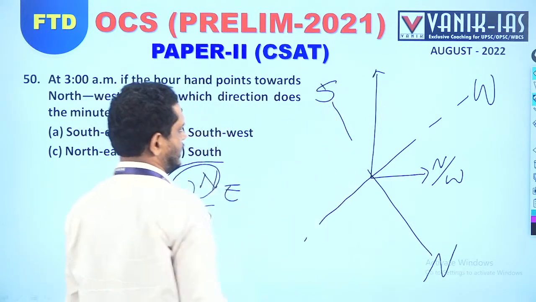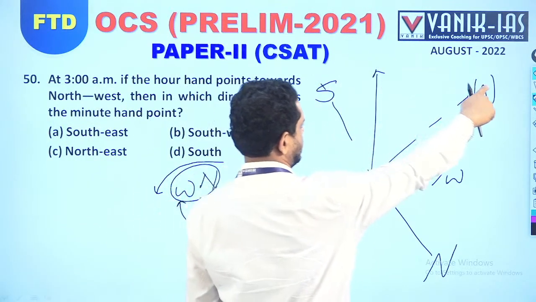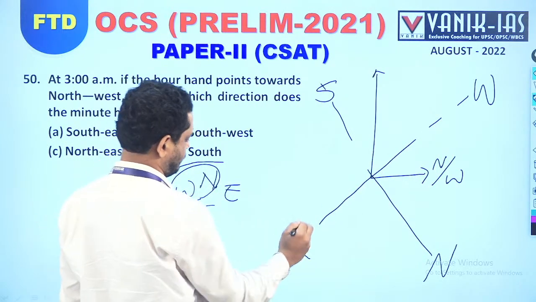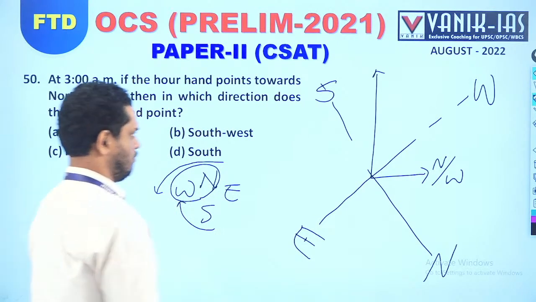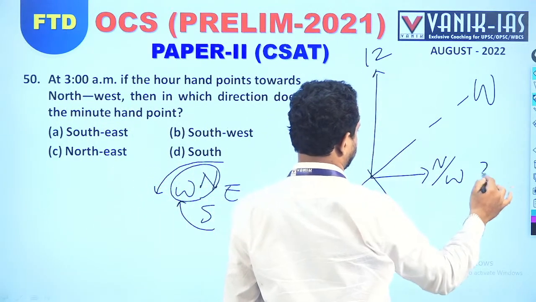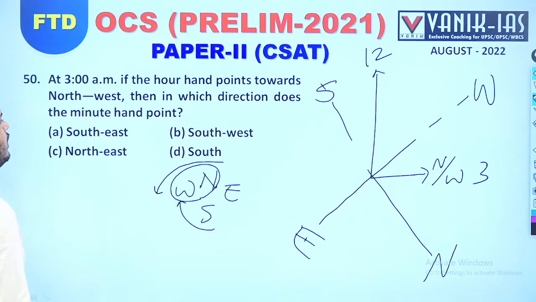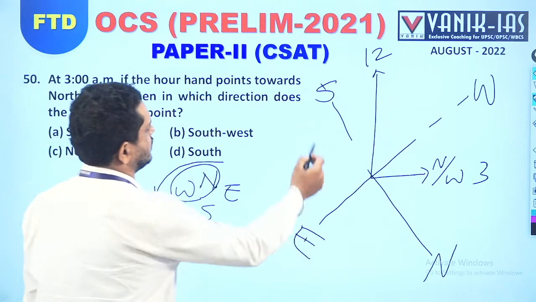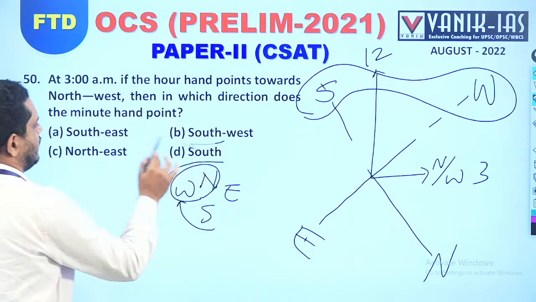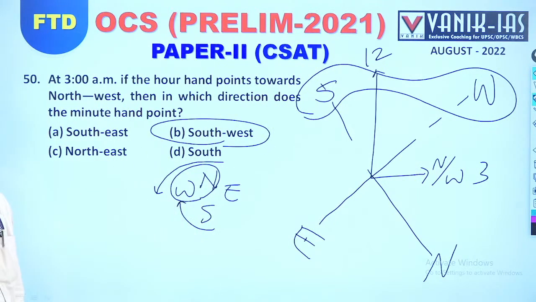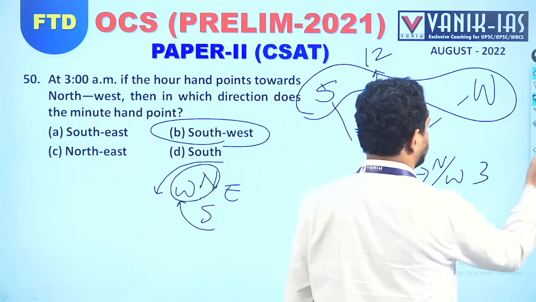ये south हो जाएगा, ठीक है? From south clockwise is west. West opposite is east. Now the question is what? The time is given 12 and this is 3. Of course this is 3 o'clock. The minute hand points in southwest direction. So easy, this is southwest is here, and correct answer option of question number 50 is option number B. Right? We'll move to the next one.